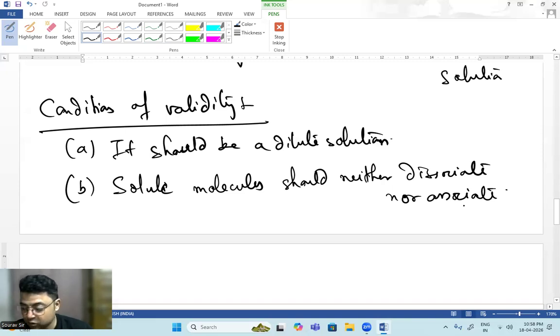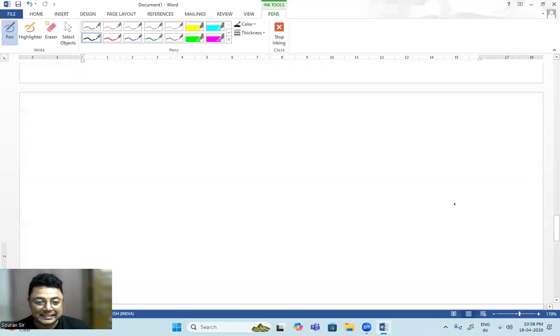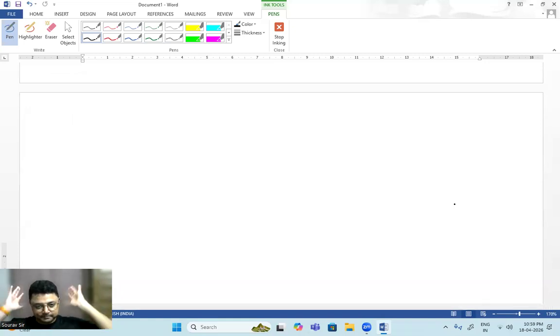Suppose you are adding a non-volatile solute and it is NaCl. NaCl dissociates to Na plus and Cl minus. So will it show the right value of osmotic pressure? The answer is no, it will not, because if it dissociates, the conditions will not be matched, and the conditions are drafted after performing experiments in a vivid manner.